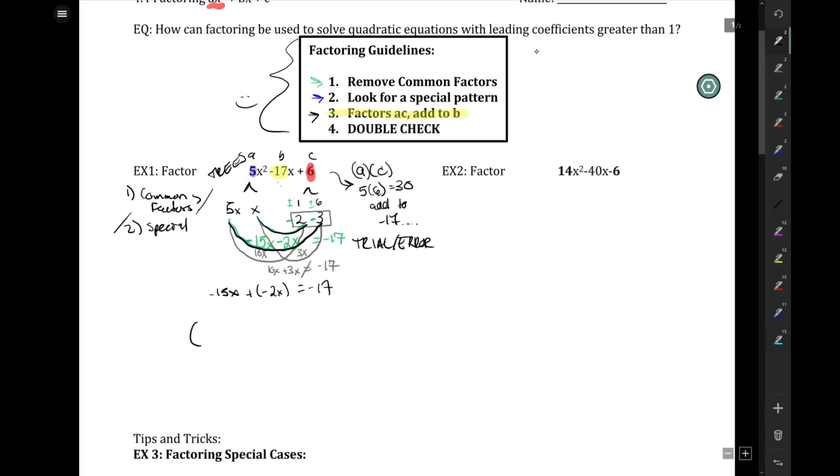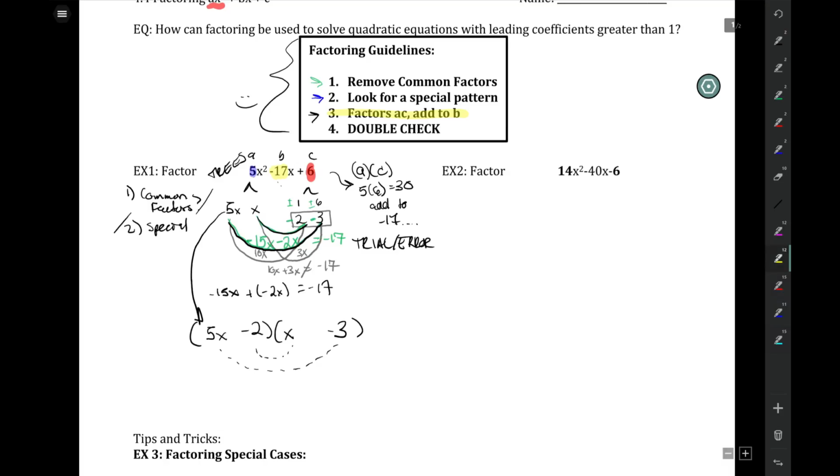Now, writing this as an answer, your first factors are always going to be what's leading off, your 5x and your x. And just notice, we want 5x to go to negative 3, and we want x to go to negative 2. At this point, this is where it's very important to do step number 4, double check, by factoring, of course, before.